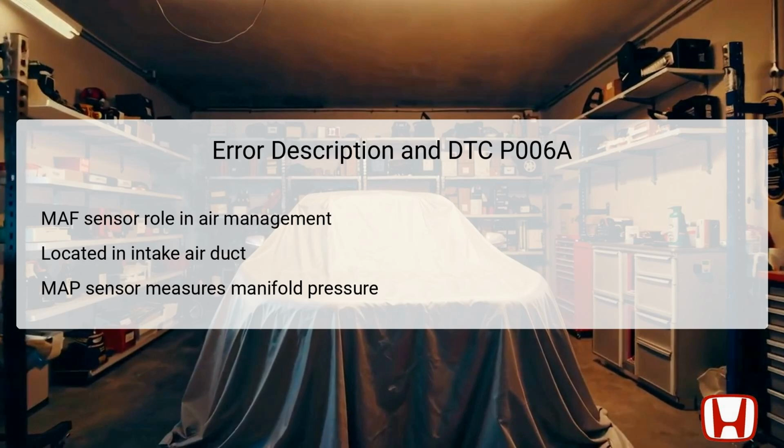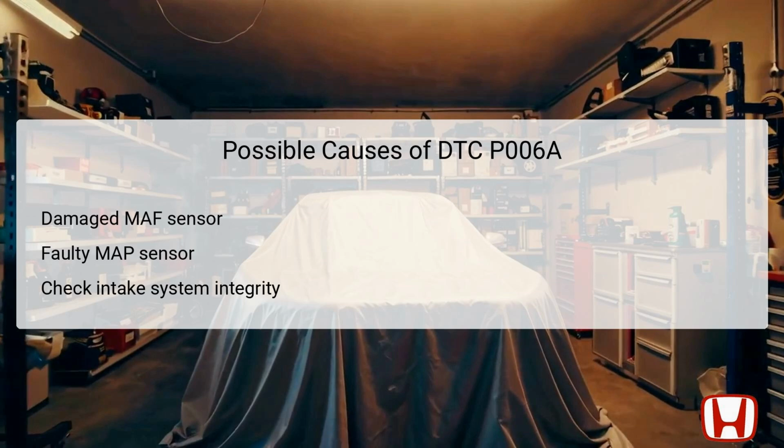the correct air mixture. When the PCM detects that the intake air volume from the MAF sensor does not align with the expected amount derived from the MAP sensor output, it recognizes this inconsistency as a performance problem. This inconsistency could potentially lead to suboptimal engine performance, including poor fuel efficiency and increased emissions, thus warranting immediate investigation and solutions. There are several potential causes for the occurrence of DTC P006A.